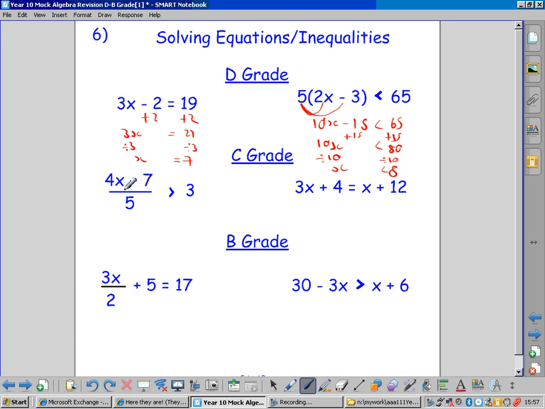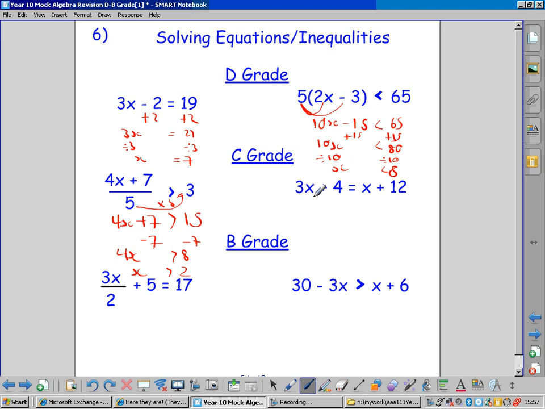The tricky one is when you've got a fraction, because it's (4x plus 7) divided by 5 is bigger than 3. So the first thing we need to do is multiply everything else by 5. Everything that's not being divided by 5, which means 4x plus 7 is bigger than 15. Everything else, not this bit. Take away 7 from both sides. 4x is bigger than 8. Divide by 4, x is bigger than 2.